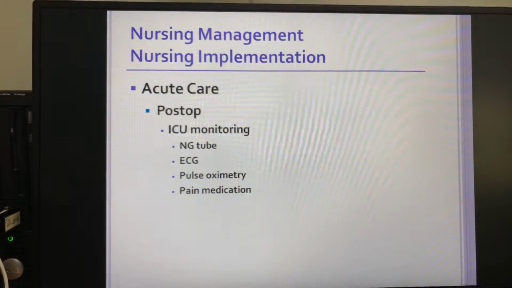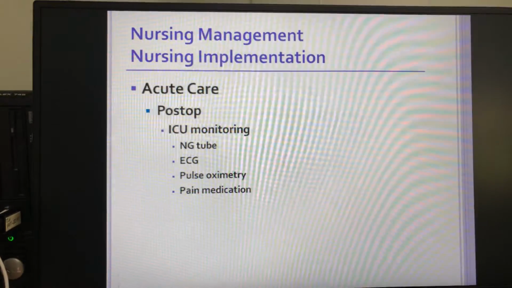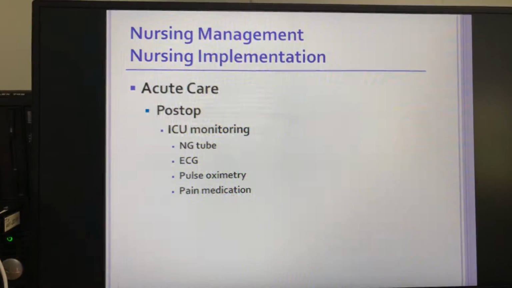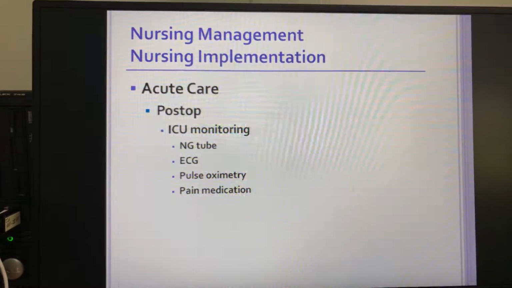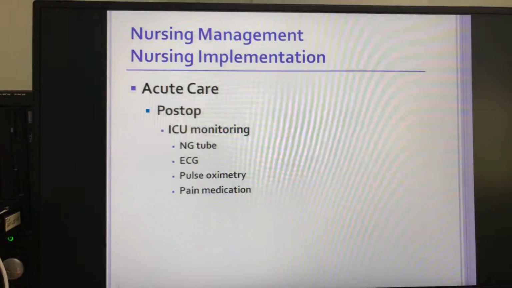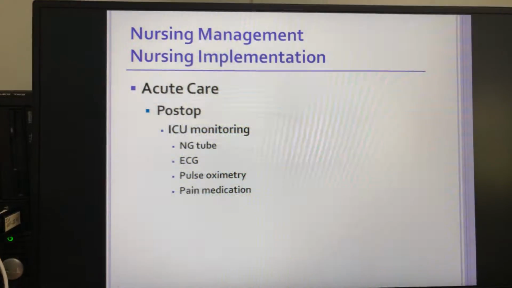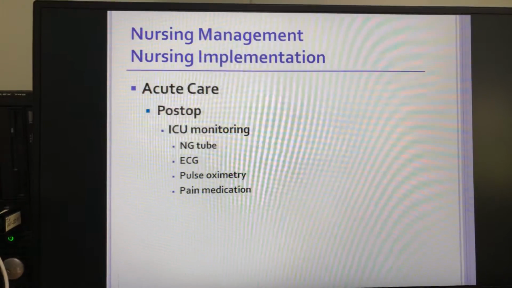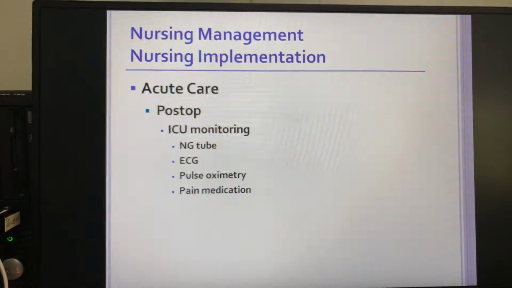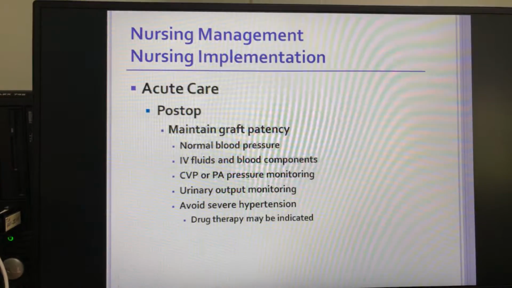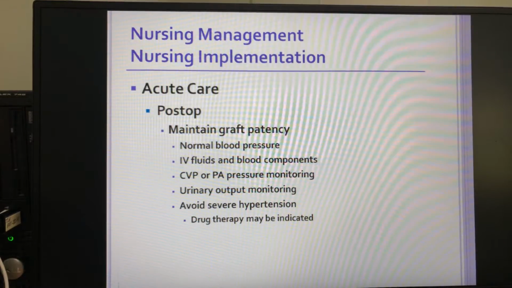A nursing care plan for the patient with aneurysm repair or any other aortic surgery. They do have e-care plans connected to your Lewis text that you can look up and see what nursing diagnoses would be appropriate for this patient. So post-operatively, we want to maintain graft patency.